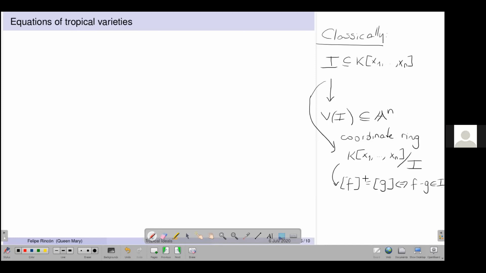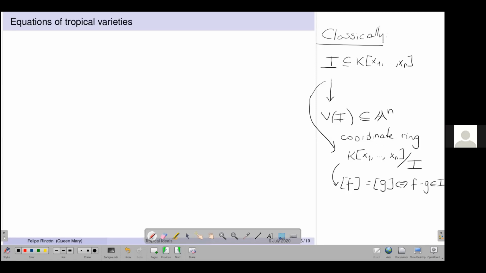So you want to say that f and g are the same polynomial on the variety V if their difference is an element of I, meaning that it vanishes on the variety V.